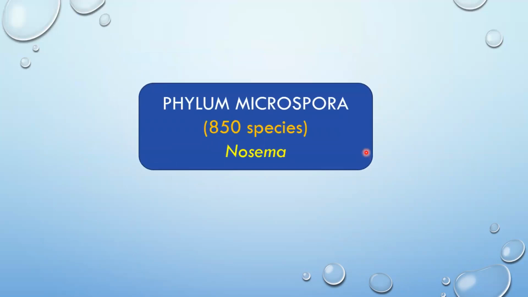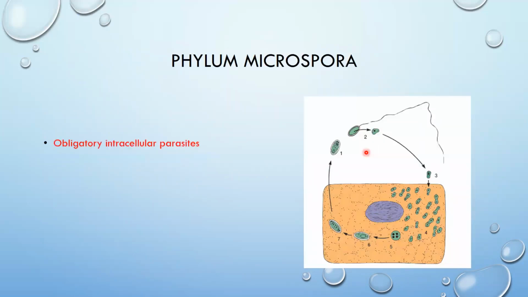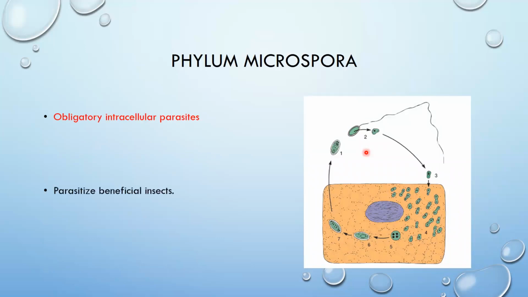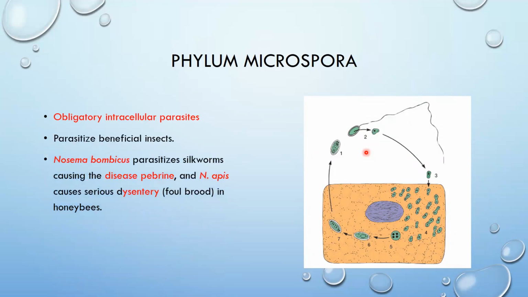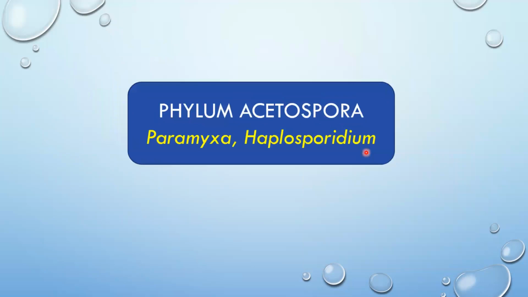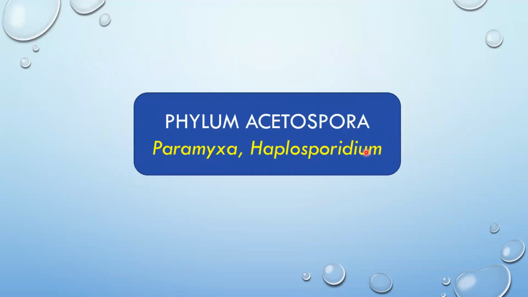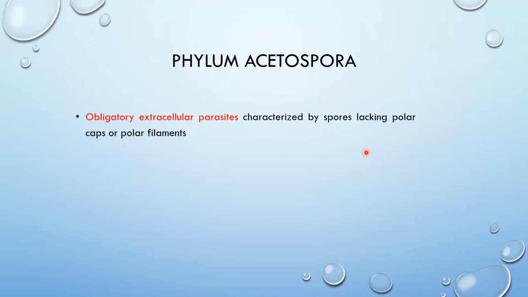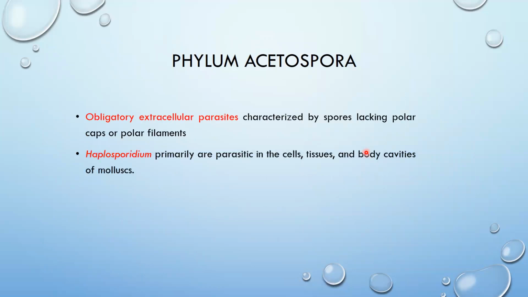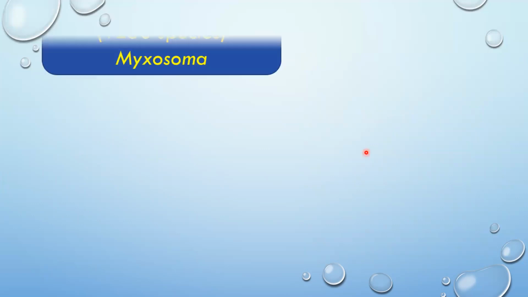Now we have phylum Microspora with 850 species, and they are obligate intracellular parasites. They parasitize beneficial insects. Examples include Nosema bombycis. It parasitizes silkworms, causing the disease pebrine. And Nosema apis causes dysentery in honeybees. Now, phylum Ascetospora includes Paramyxa and Haplosporidium. They are also obligate extracellular parasites. Haplosporidium are parasitic in the cells, tissues, and body cavities of mollusks.